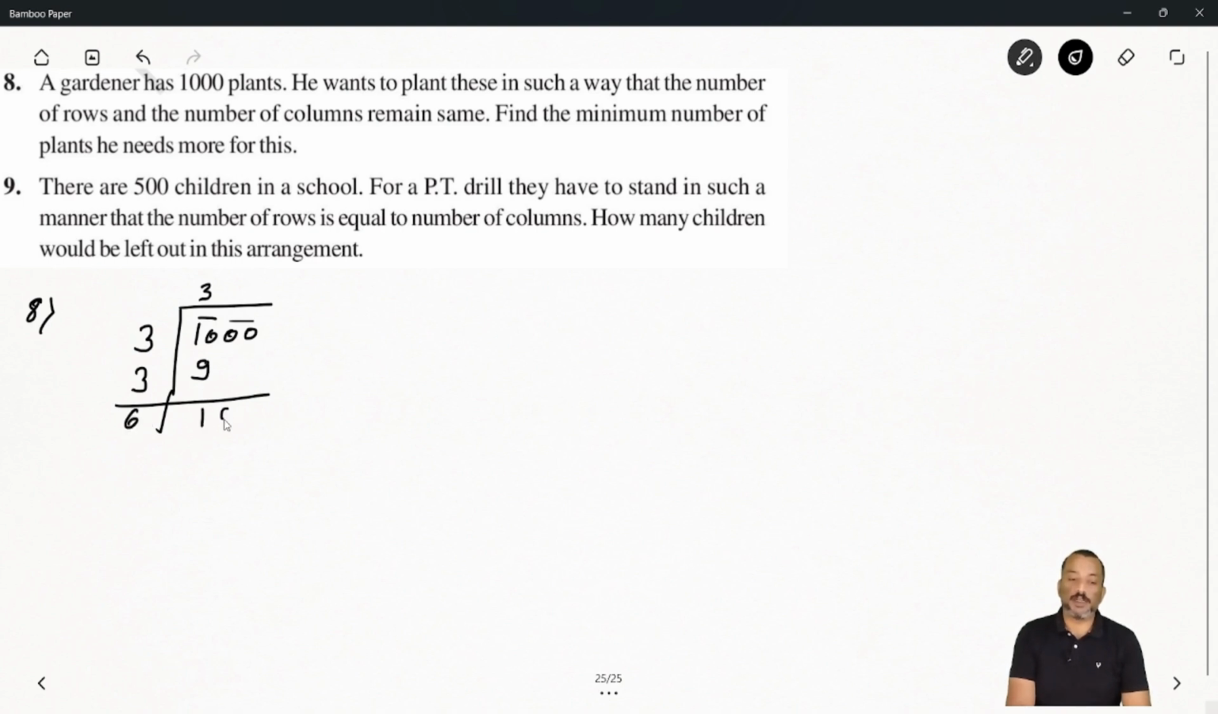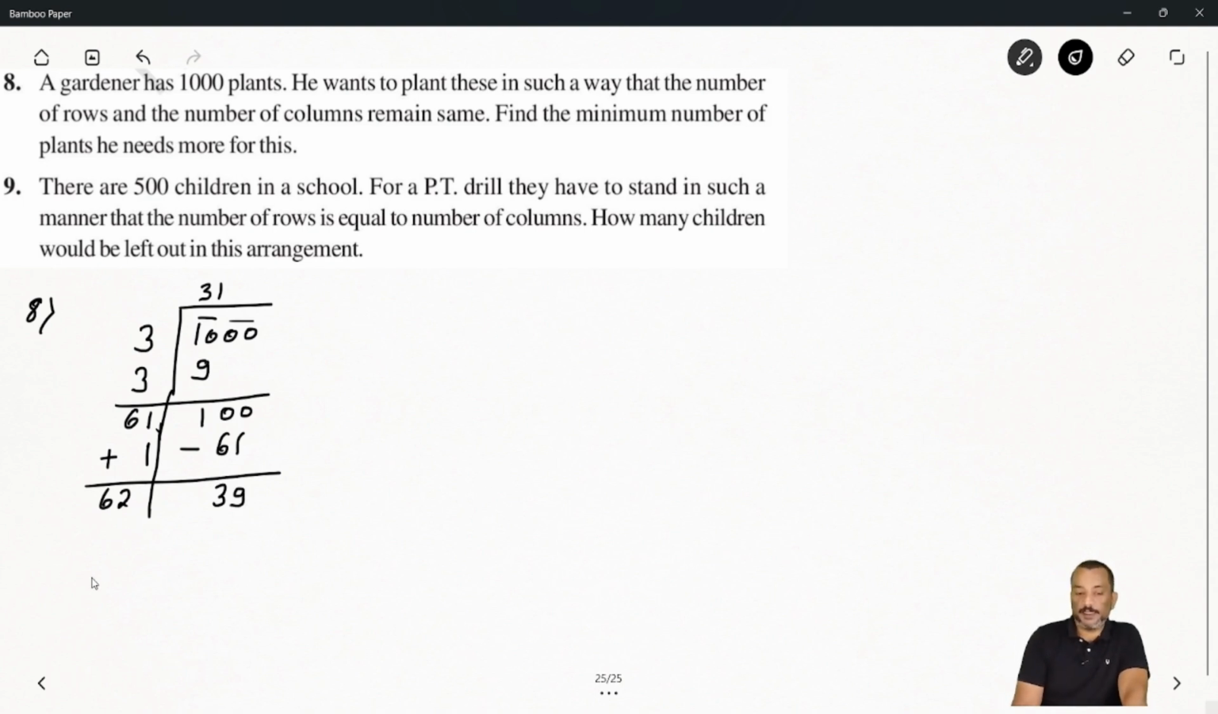Now we bring down 0 0. In 6, by which number can we go? You can go with 1. So 1 will add, and here you get 61. Subtract. So this one will add, and you will get 62, and here you will get 39. So the remainder is 39, and the square of 31 is less than 1,000.